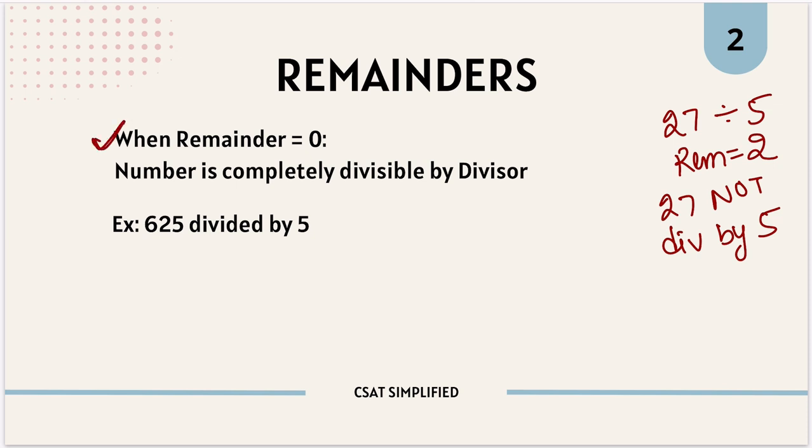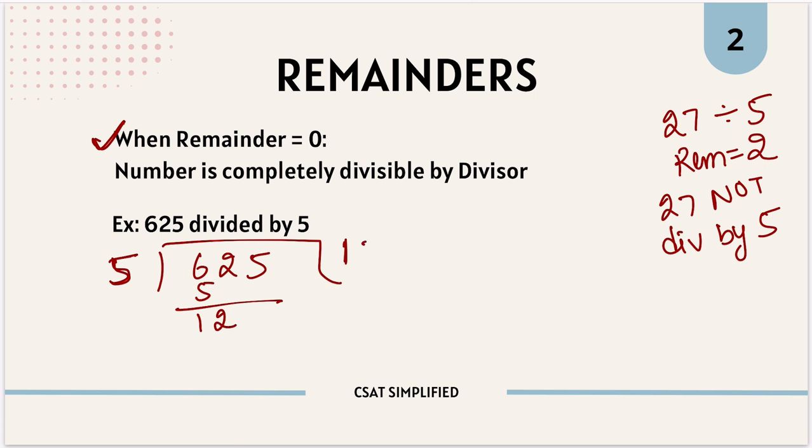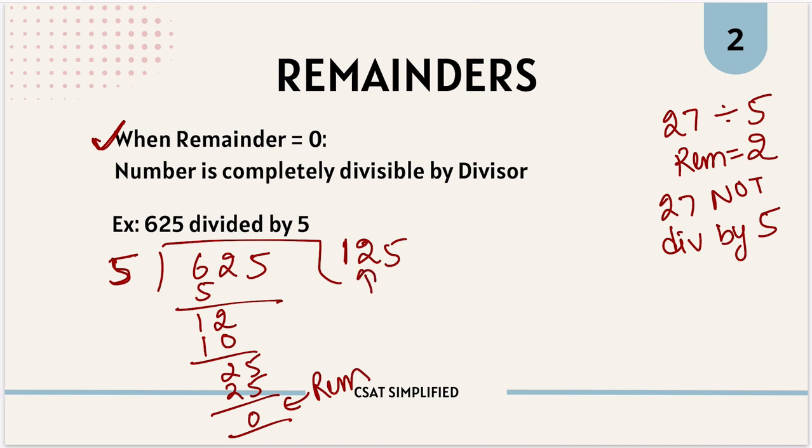Now let's take an example of 625. 625 divided by 5. This 5 is what? Divisor. Now start dividing. 1, 5, 1, 2. Then you do 5 to the 10, 25. 5 5s are 25, and you're left with 0 here. So now the remainder is 0, this is the quotient and this is the divisor. If the remainder is 0, we can say 625 is completely divisible by the divisor, that is 5. I hope this is clear.